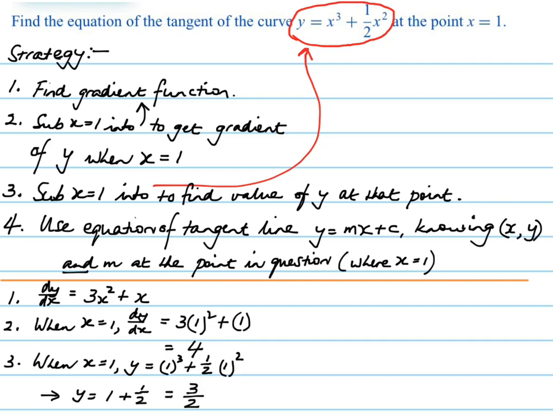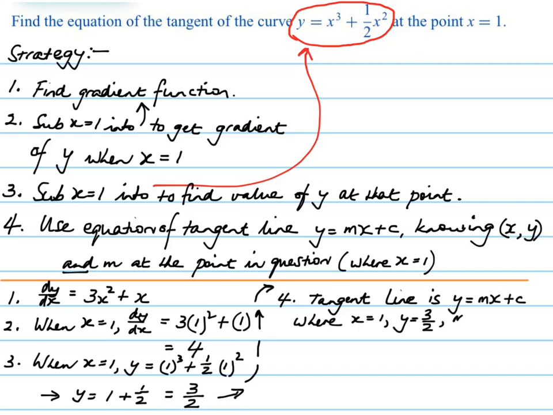3 over 2. Great. Now, I think we're ready set for the knockout punch. The knockout punch tells us that the tangent line is y equals mx plus c, where x is 1, y is 3 over 2, as found in step 3, and m is 4, as found in step 2. And c is the only thing left as a pronumeral in the expression for that straight line. So it becomes an easy matter to solve for c. It's minus 5 over 2.